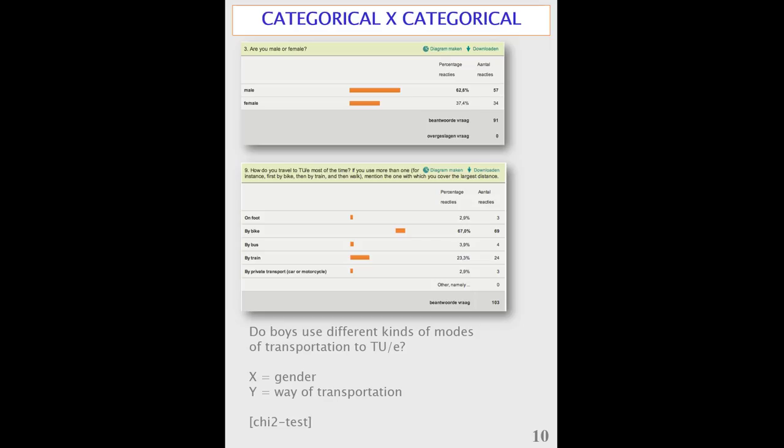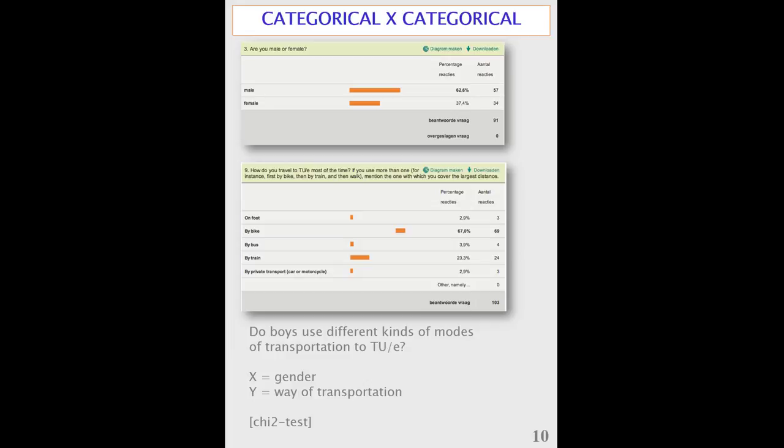Now on to two categorical variables from our own data. Here I'm using the actual data that I got from, I think, a year ago. So these are not the cell counts or the frequencies that we have in our data, but we could do it in the same way in our data. Here we have male-female on top. 63% in this case is male and the rest is female. And I asked, how do you go to TUE: by foot, by bike, by bus, by train, or by private transport? And you get a certain distribution.